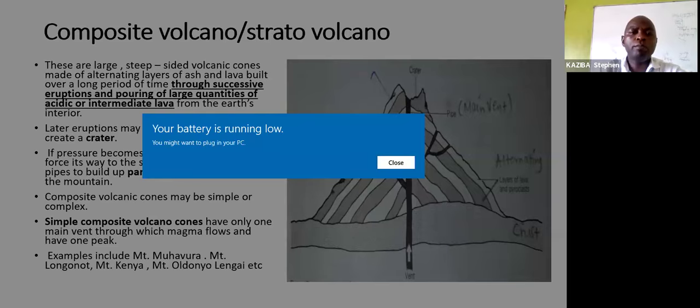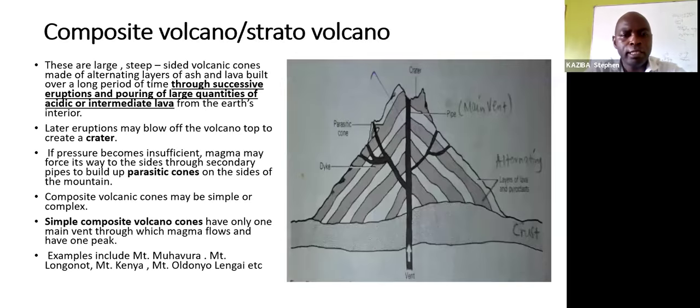So when you're talking about a composite volcano, you talk about it by describing it as a large steep-sided volcanic cone. In paper one, when they say cones, domes, they mean mountains. So these are large steep-sided volcanic cones, and they're made up of alternating layers of ash and lava. And they're built over a long period of time through successive eruptions and pouring out of large quantities of acidic and intermediate lava.